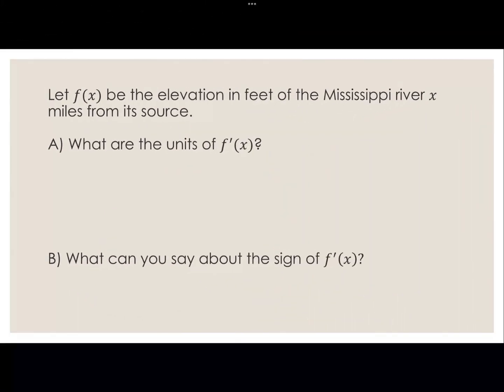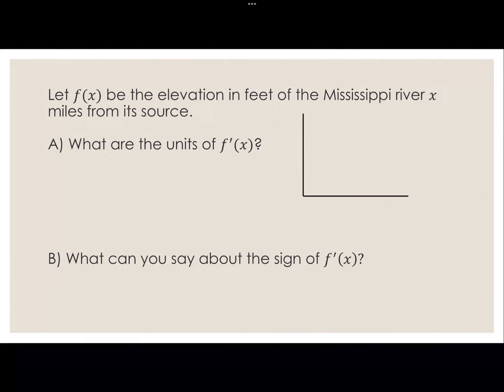Let f of x be the elevation in feet of the Mississippi River x miles from its source. (a) What are the units of f prime of x? And (b) what can you say about the sign of f prime of x? To answer these questions, we just need to look at a graph. What are the units on the x-axis and what are the units on the y-axis?